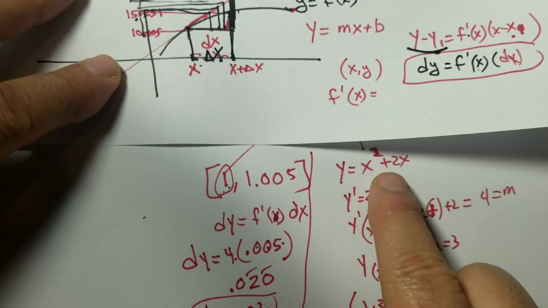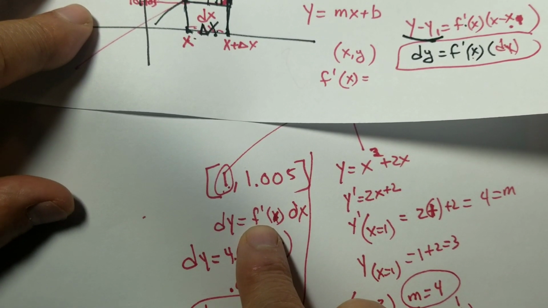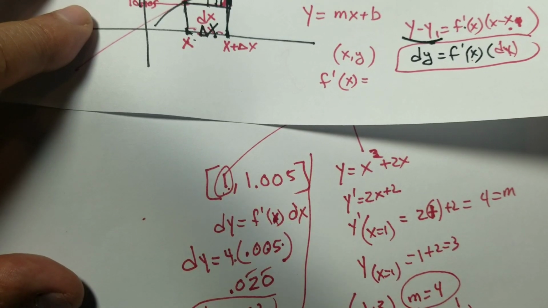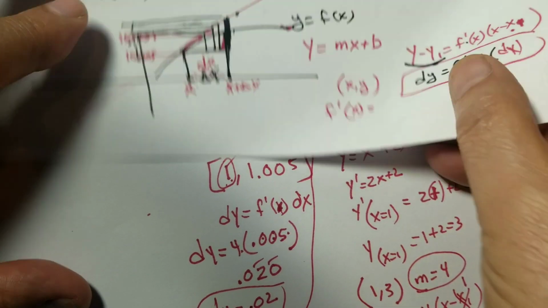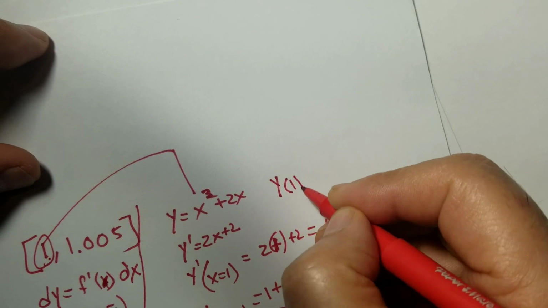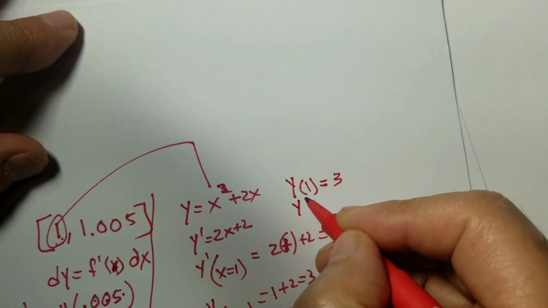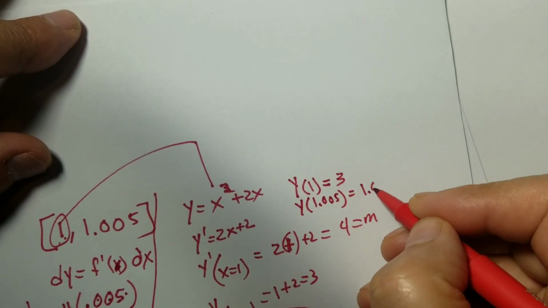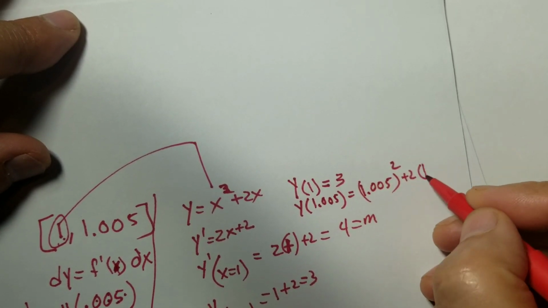So simple. I need the slope. When I have the slope, I have f prime of x, and dx you can find from the given information. But if you don't know how to use this, you have to go in here and say, what is the y of 0.1, which is 3, and what is the y of 0.1005? Okay, you tell me what this is.